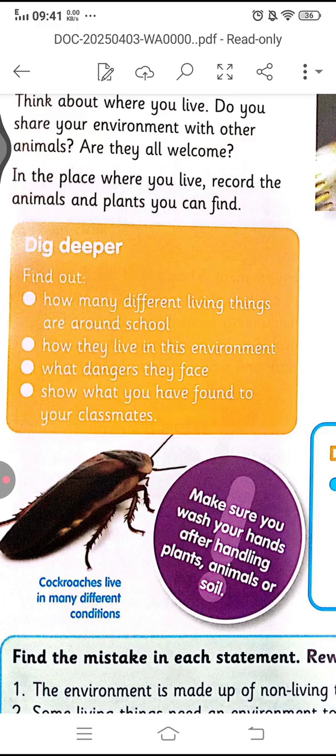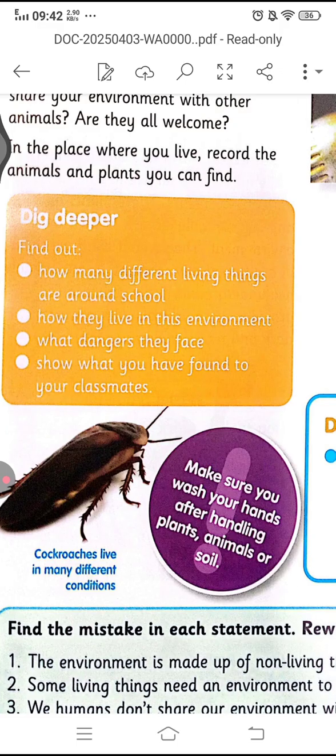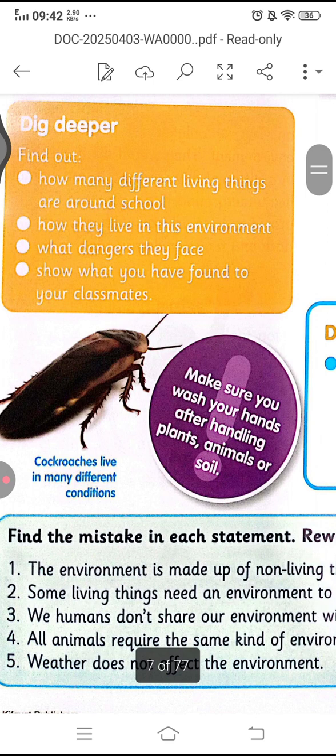Show what you have found to your classmates. For example, we live in a group. We are social animals. We live in the classroom for 6 hours, and we are dependent on each other. How? Sometimes we share different things. Sometimes we share our lunch. Sometimes we share our different stationery. Okay, that's why.